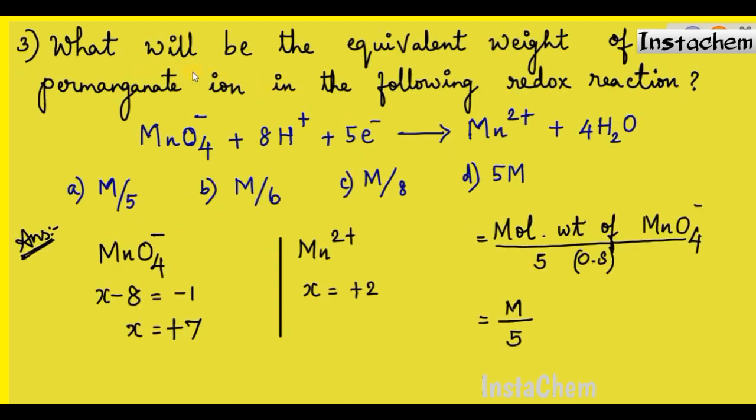See the third one. What will be the equivalent weight of permanganate ion in the following redox reaction? So this is a redox reaction, MnO4 minus. It comes from potassium permanganate. It changed to Mn2 plus. And the 4 options are M by 5, M by 6, M by 8 and 5M. So out of these 4, which one is the right option?